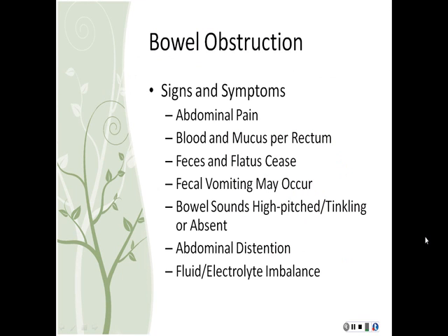Signs and symptoms include abdominal pain, blood and mucus from the rectum, and feces and flatus cease, or they stop passing stool and they stop passing gas. Fecal vomiting may also occur. Bowel sounds are high-pitched and tinkling, or they could be absent as things progress. And then there could be abdominal distension, and then fluid and electrolyte imbalances as well.